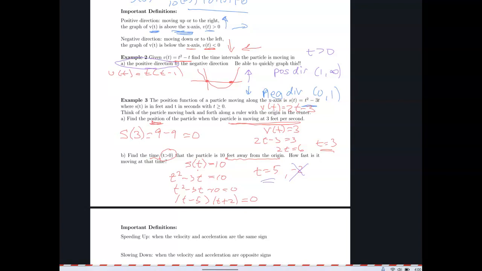So this is the time, and then it's asking how fast it's moving. So how fast it's moving means we need to put that time 5 into my velocity function, and that's this one, right? So I get 10 minus 3, or 7 feet per second.